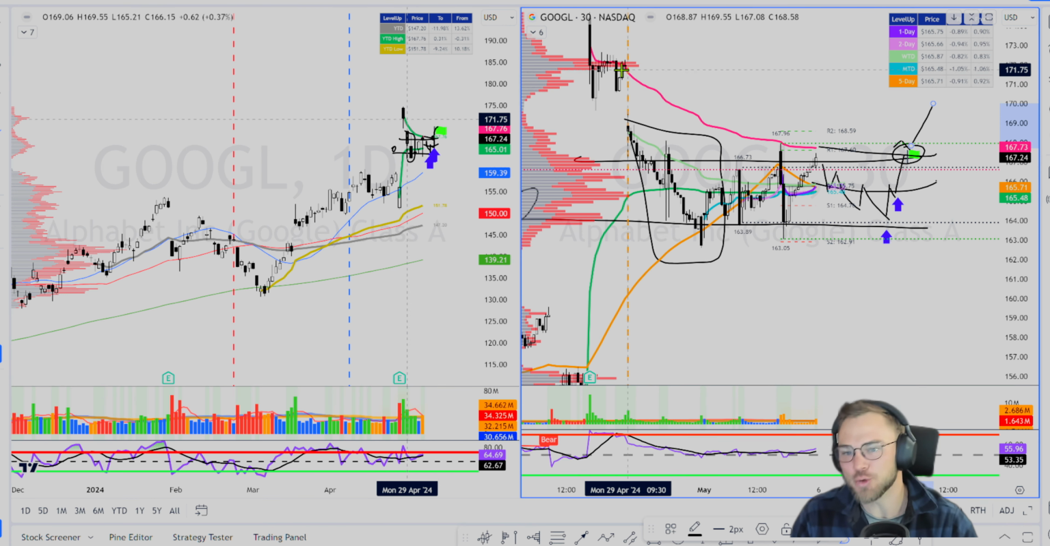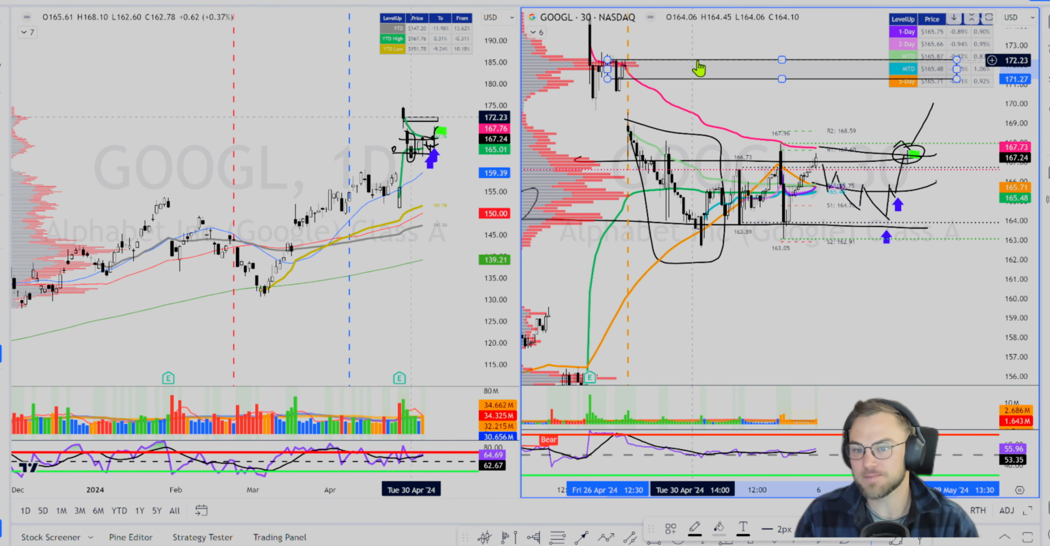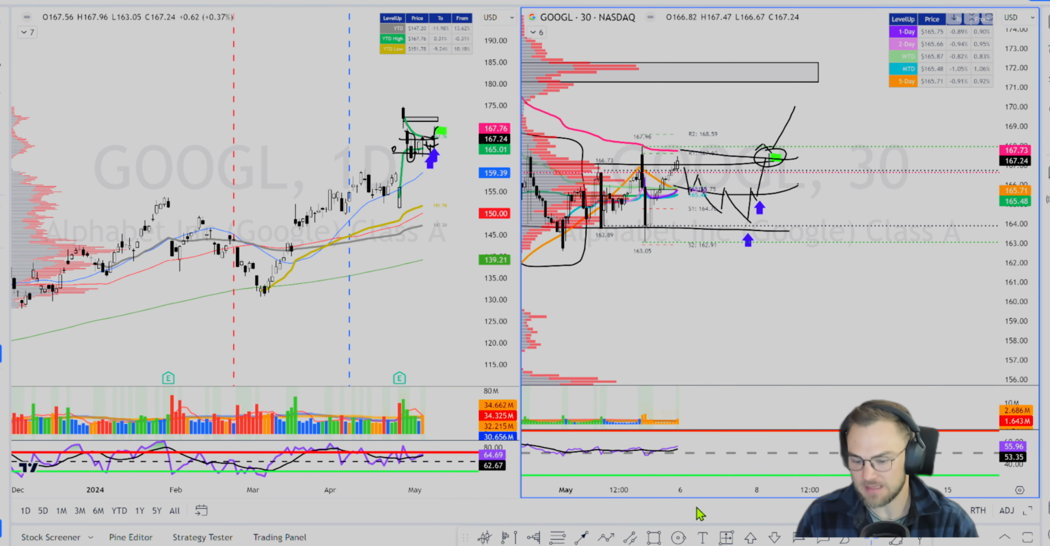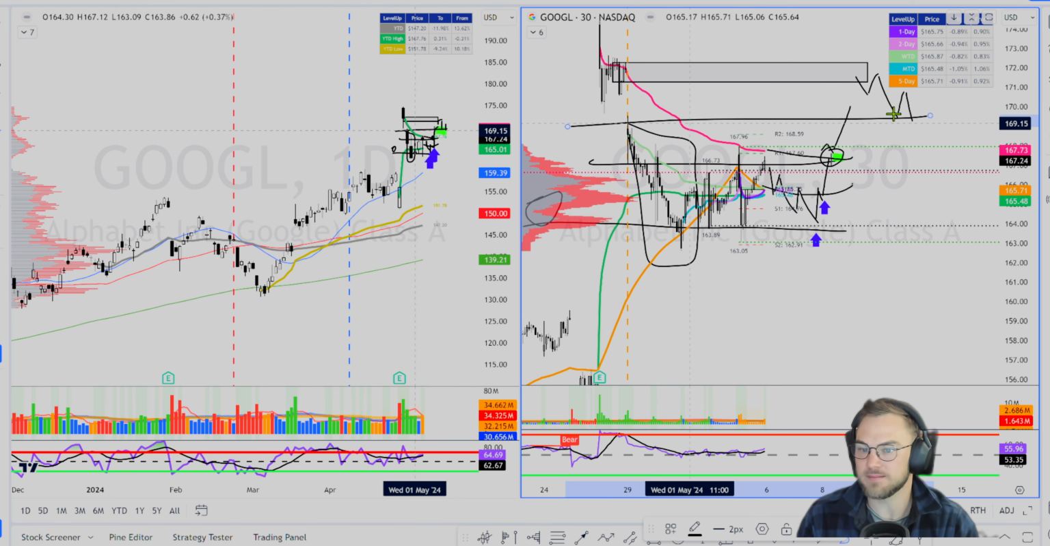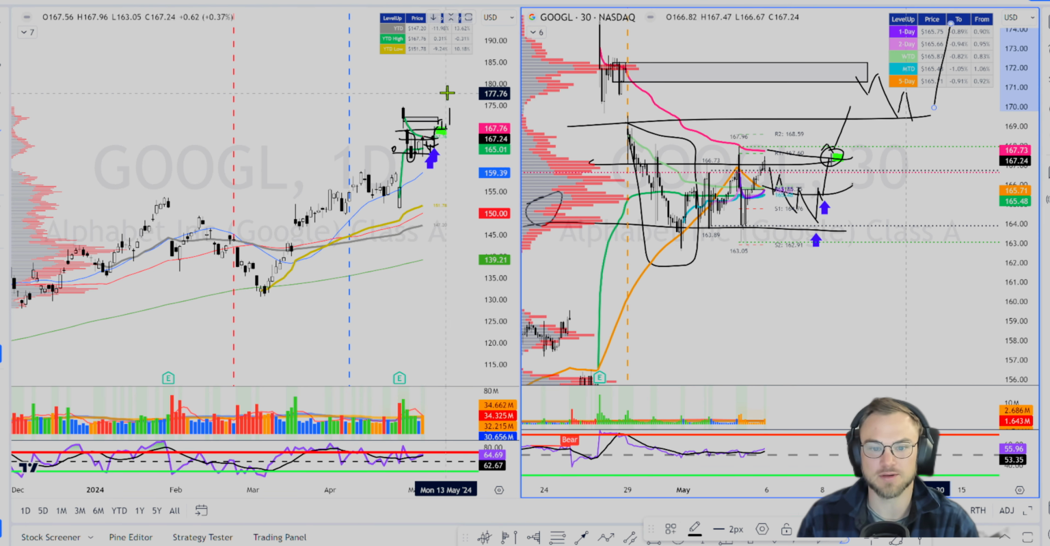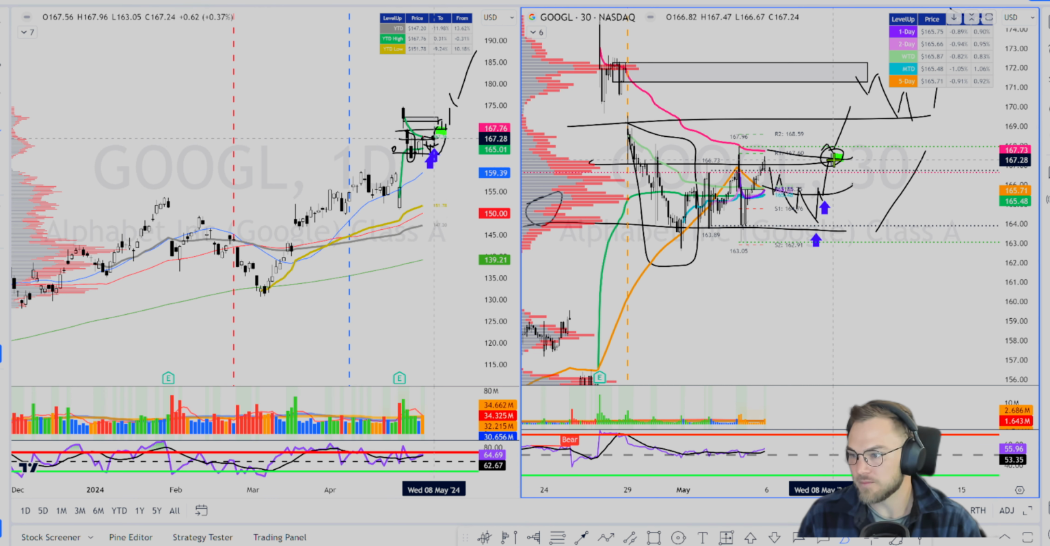and we can get some continuation. I got to get some water. And then where could we get to? Maybe we fill this gap, and it's a very similar scenario to what we talked about before. Maybe get a little shakeout, and then we could go for all-time-high continuation to that 200. So we're looking at 167.